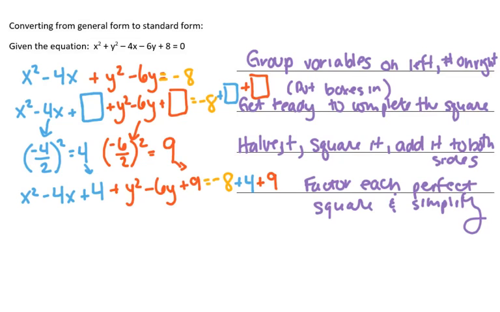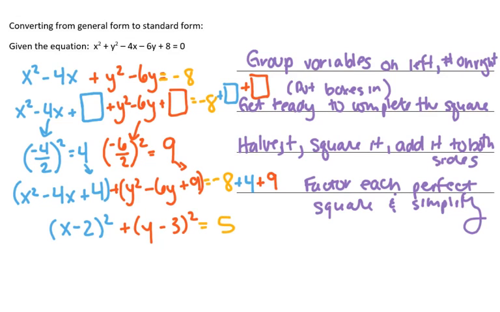So if I take a look here, I'm going to first focus on my x values for my perfect square that I'm going to factor, and that can be factored into an x minus 2 squared. Plus, now I'm going to factor my y trinomial. That gets factored into something that multiplies to a positive 9, adds to a negative 6, is going to be y minus 3 squared. And when I go ahead and combine negative 8 plus 4 plus 9, I end up with a positive 5.